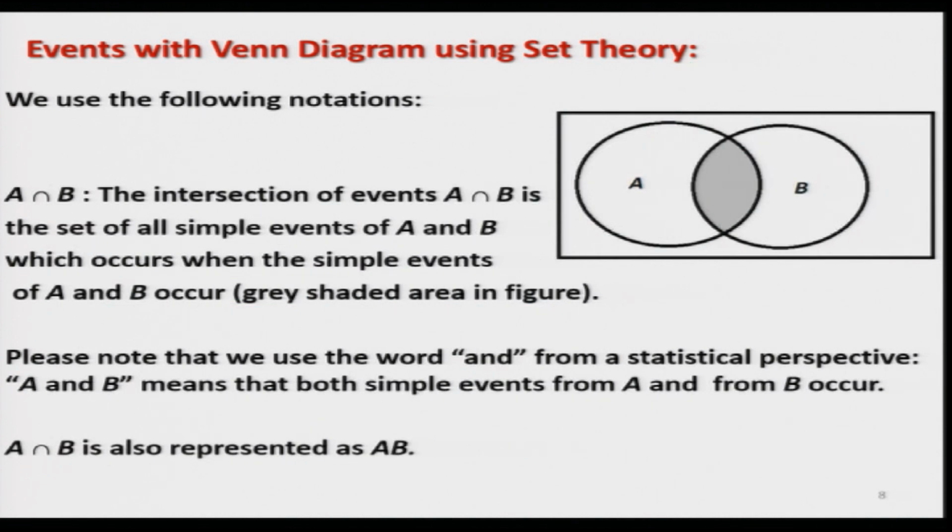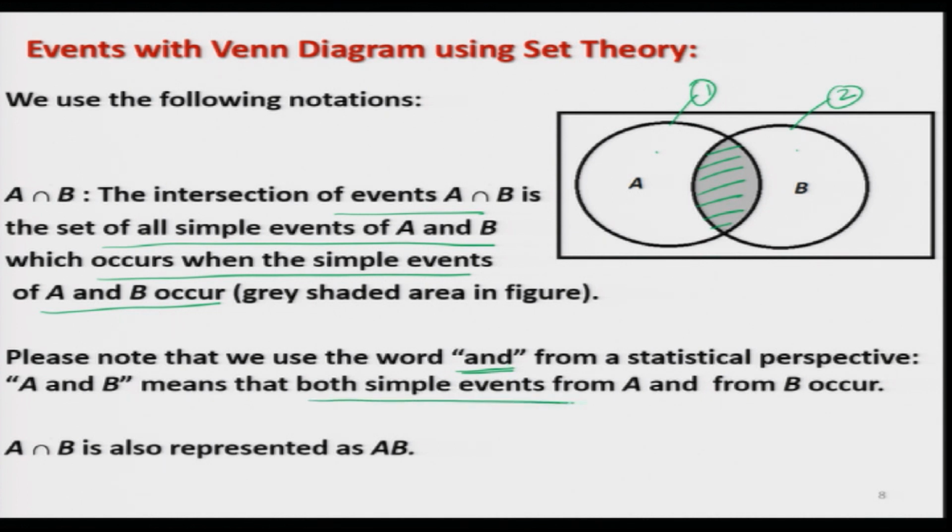Similarly, when we look at the intersection of A and B, once again I will use circle number 1 to indicate the event A and circle number 2 to indicate the event B. Then A intersection B is the set of all simple events of A and B which occur when the simple events of A and B occur together. So if you can see here, A is occurring here, B is occurring here, and this is the part where A and B are occurring together. So from the statistical point of view, when we use the word and, that means event A and event B occur, that means both simple events from A and from B occur together.